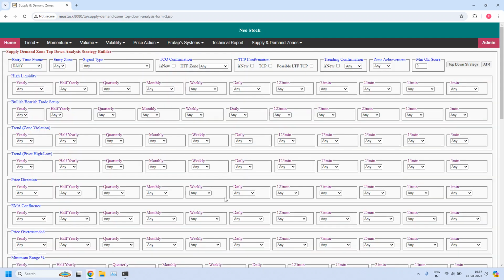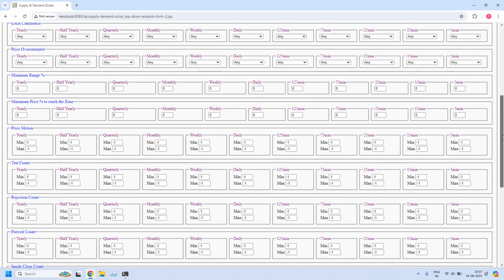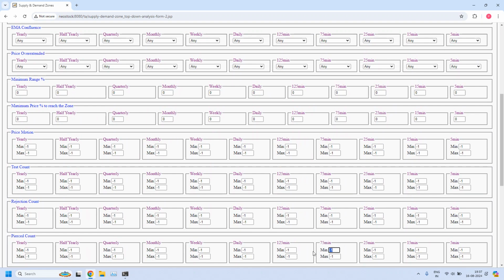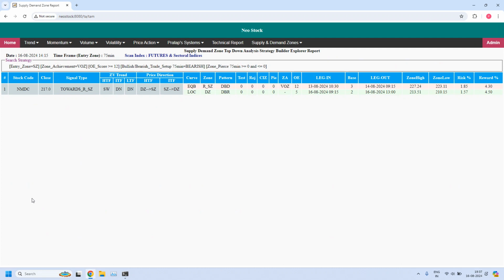The next report is a bearish trade setup for weekly income trade. So entry time frame is 75 minutes. Bearish trade setup entry zone is supply zone, and also in bullish bearish trade setup parameters 75 minutes time frame, I am selecting bearish. So 75 minutes supply zone should not be pierced. So in the pierced count at 75 minutes time frame, minimum value I am setting 0, maximum value I am setting 0. Zone achievement VOZ, violated opposing zone, minimum order enhancer score is 12. 3 filters are applied to 75 minutes supply zone. Let's filter. So currently only one stock is supporting bearish trade setup for weekly income trade.